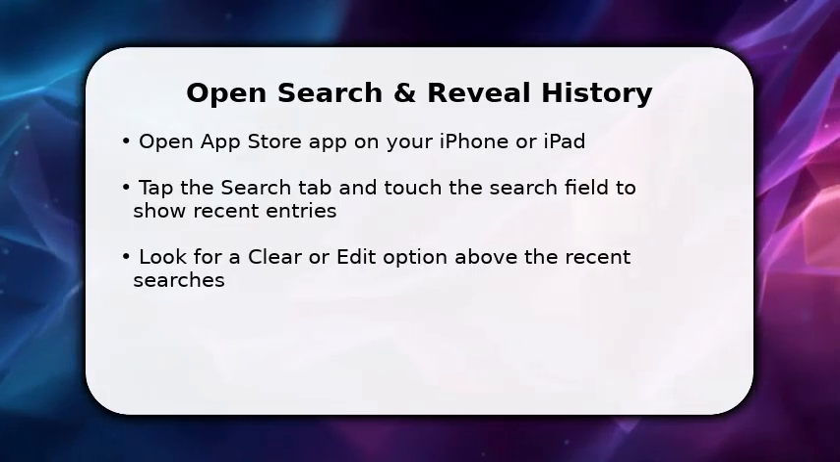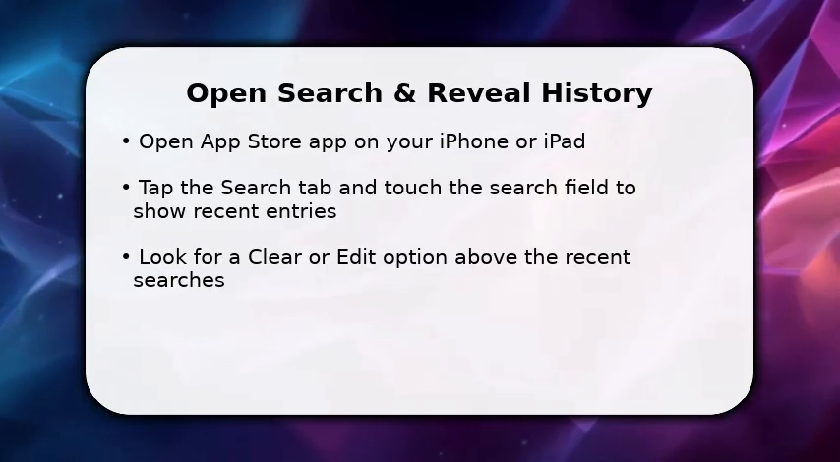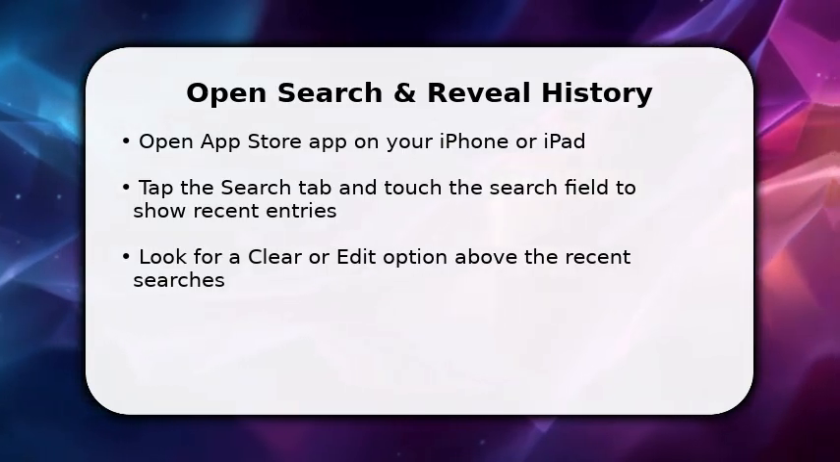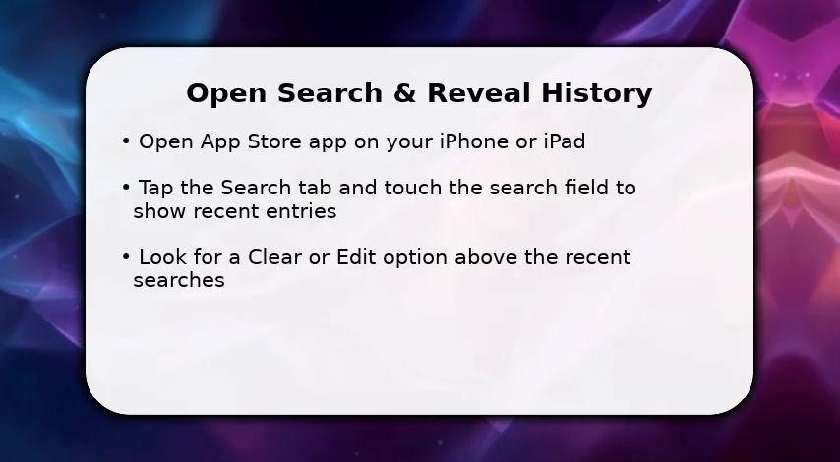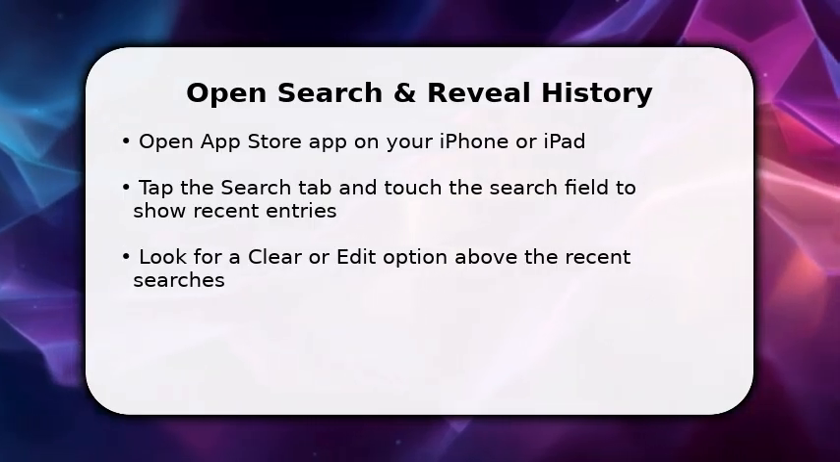You start in the App Store. Open the App Store app, then tap the Search tab at the bottom. Put your finger in the search field so the Recent Searches list appears. This reveals the items to remove.